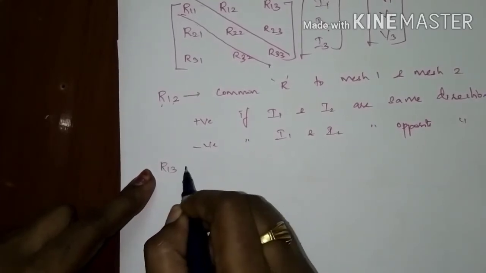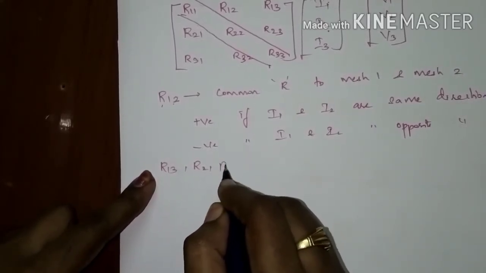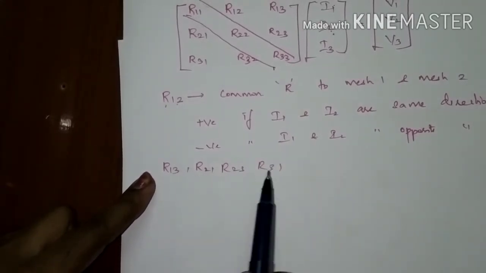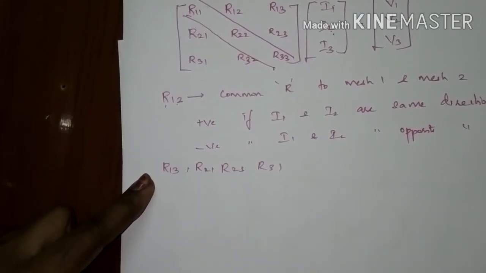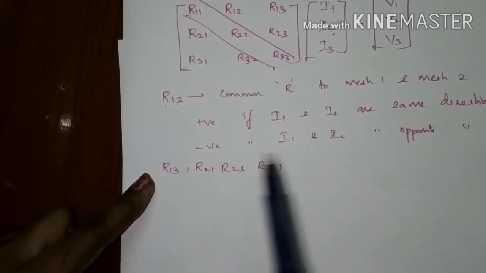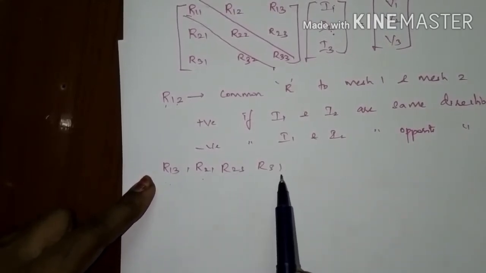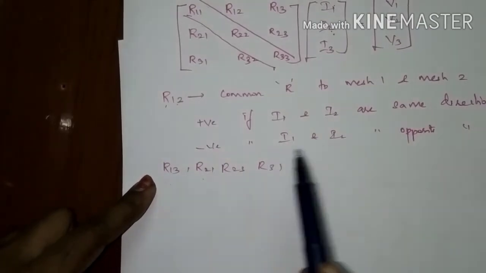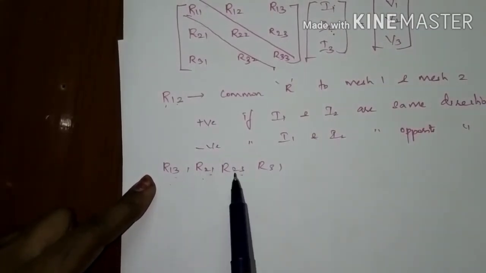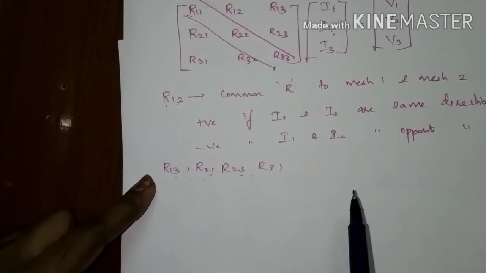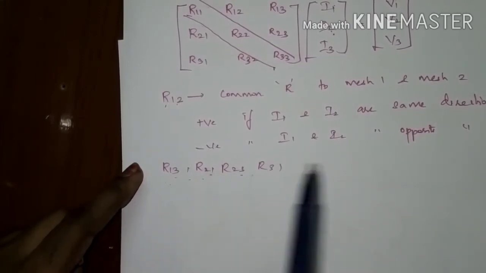Similarly, R13, R21, R23, R31 are all the sum of the resistance common to both the meshes according to the subscripts indicated. They are positive if the currents according to the subscript are in the same direction, and negative if the currents according to the subscripts are in opposite directions. R13, R21, R23, R31 are the same as that of R12.